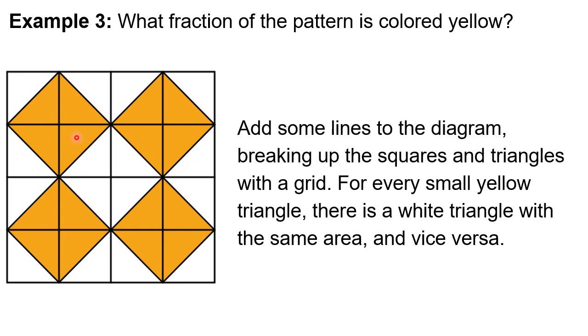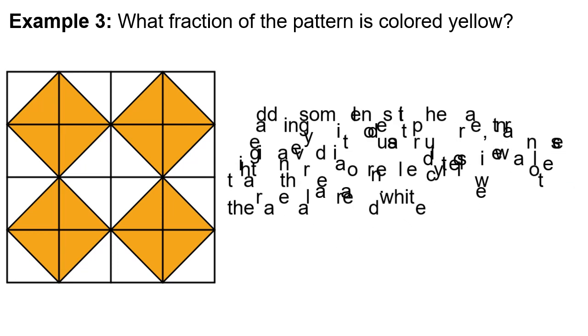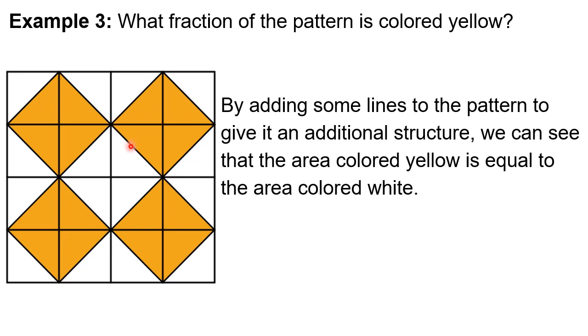Then by counting the number of white triangles, these are already similar triangles, and how many are yellow triangles, we can do this already. So by adding some lines to the pattern, to give it an additional structure, we can see already that the area colored yellow is equal to the area that is colored white. So they are exactly the same.